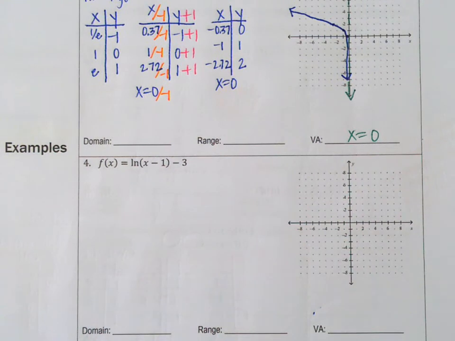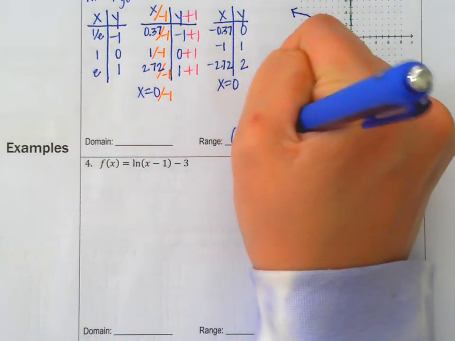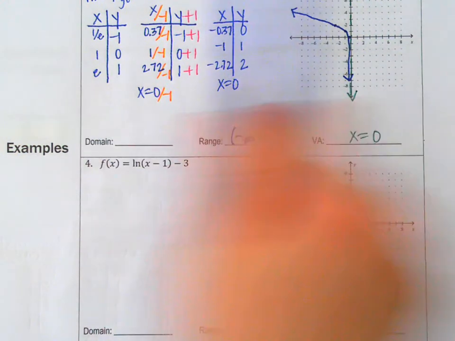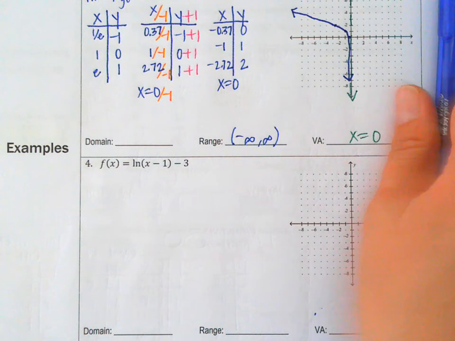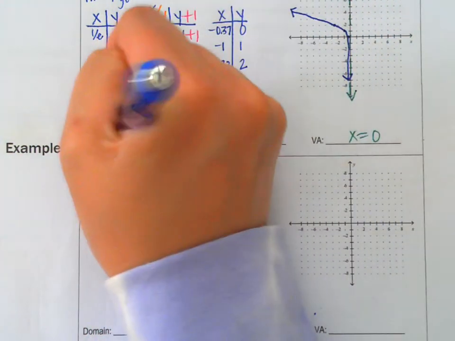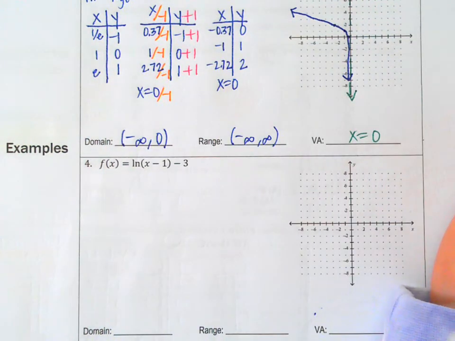So range is always easy. Negative infinity to positive infinity. Domain, again, 2 ways of thinking about it. We can think about it left to right. Left to right, it's going from negative infinity to 0. It doesn't go past it, and we use a parenthesis because it doesn't hit it.